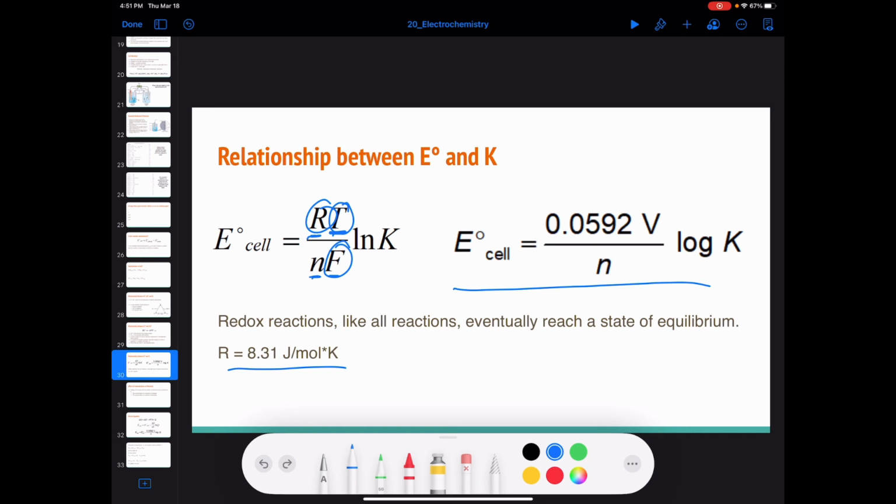But again, this only works at standard conditions, right? So at 25 degrees Celsius. If not, you better use the full one. You can always use the full one. I mean, it doesn't hurt. You'll always get it right, but sometimes people like to shortcut it.